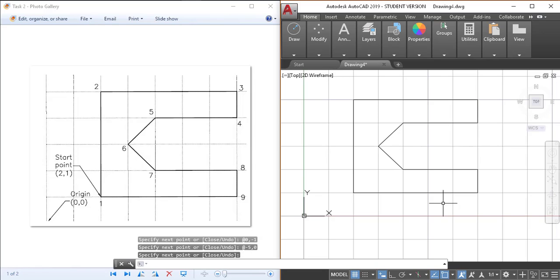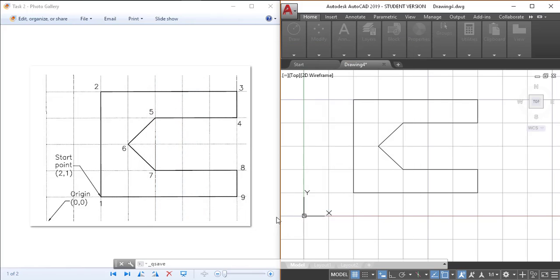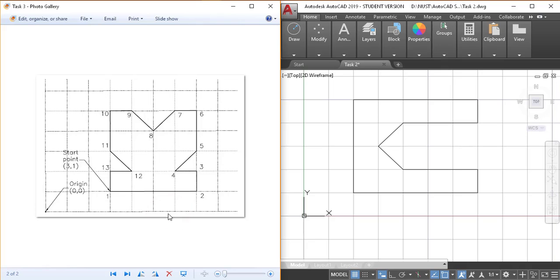Okay, so now we have to save this drawing so that we can move to task 3. So we are saving it as task 2. Now let's move to task 3.